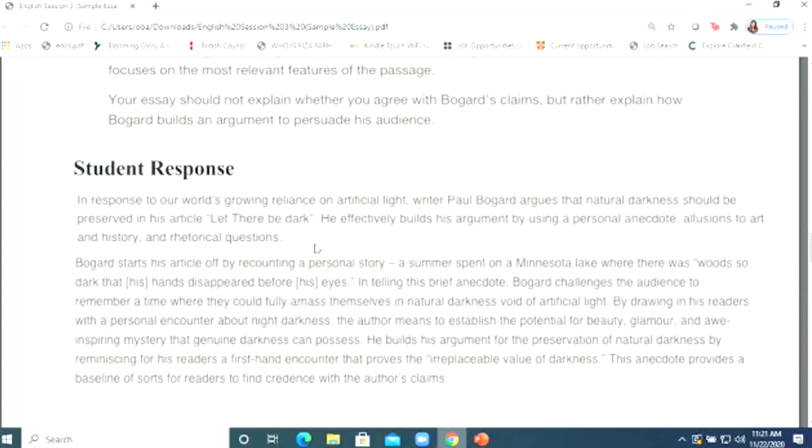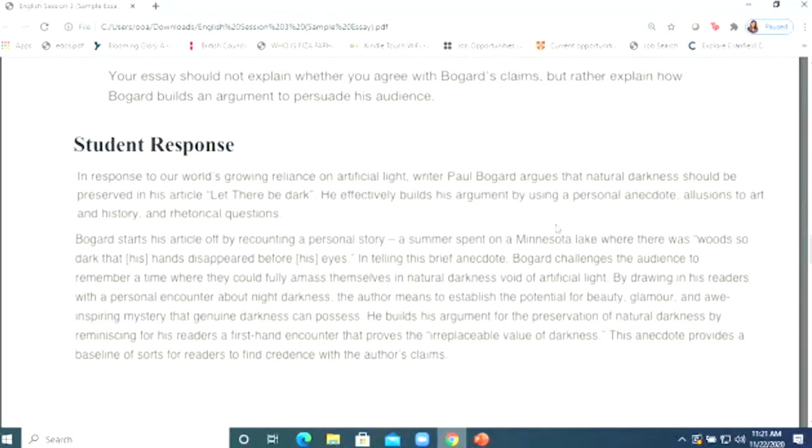And when I was reading out the passage to you, I also mentioned where was the rhetorical question. I also mentioned that he has used his personal anecdote where he mentioned the Minnesota lake, and then allusions to art and history when he mentioned the Starry Night painting by the famous painter Van Gogh. All right. So now let's look at the first paragraph. The first paragraph, guys, should ideally begin with the personal anecdote because this is the first thing that's mentioned in the sentence. So the first body paragraph should begin with the analysis of the personal anecdote.